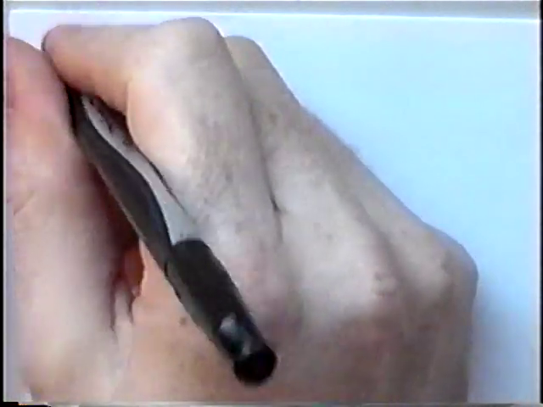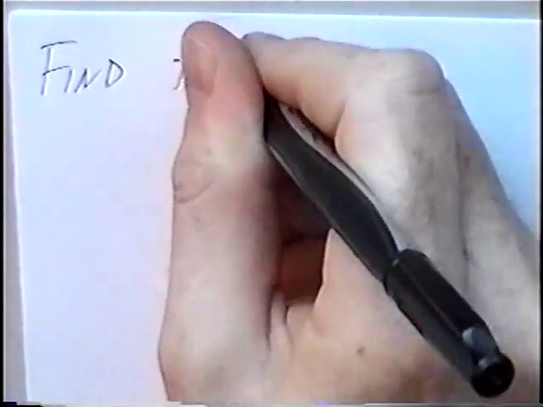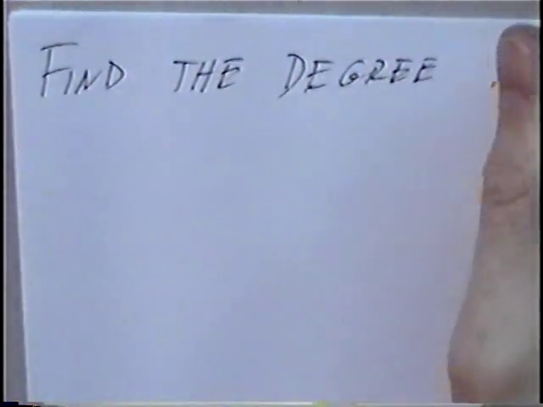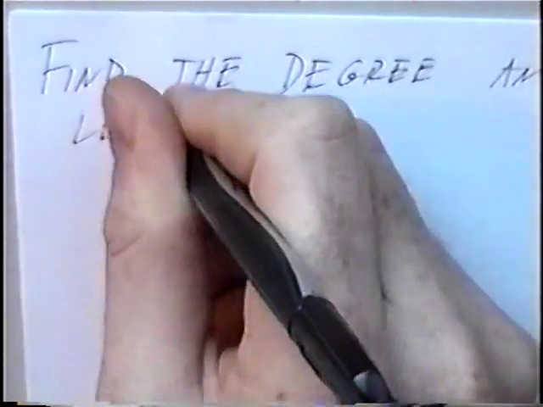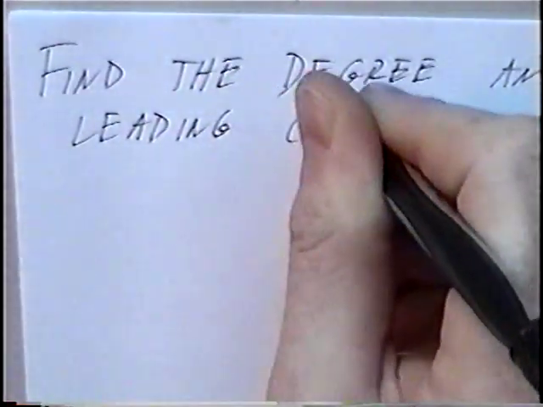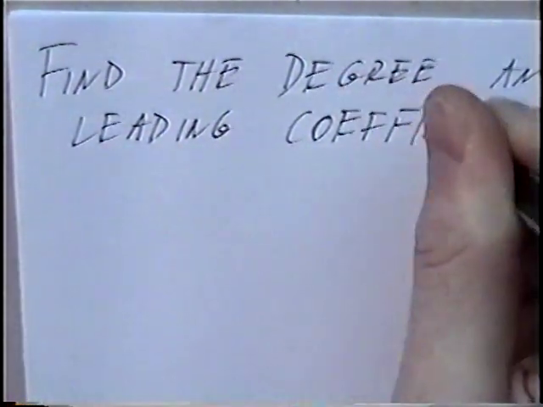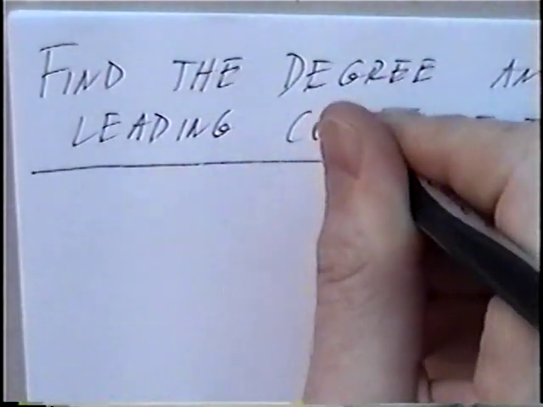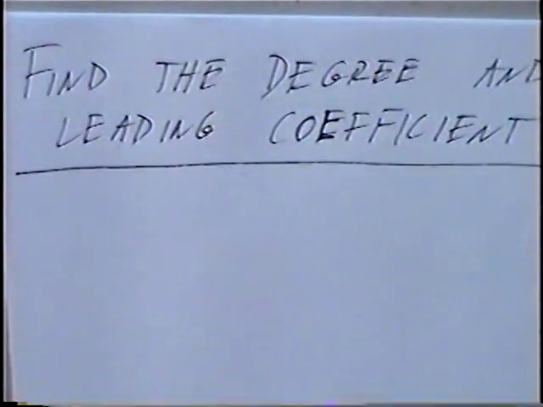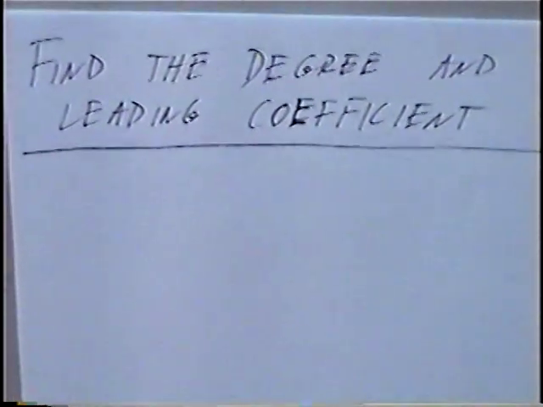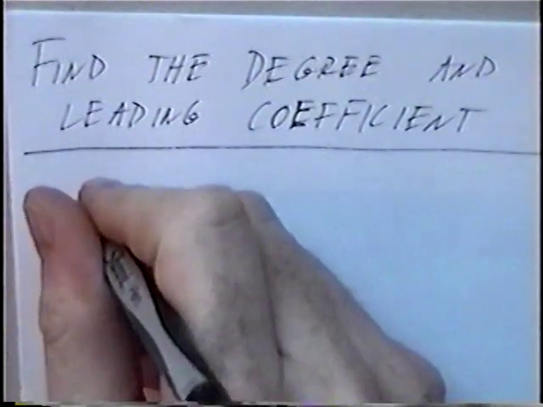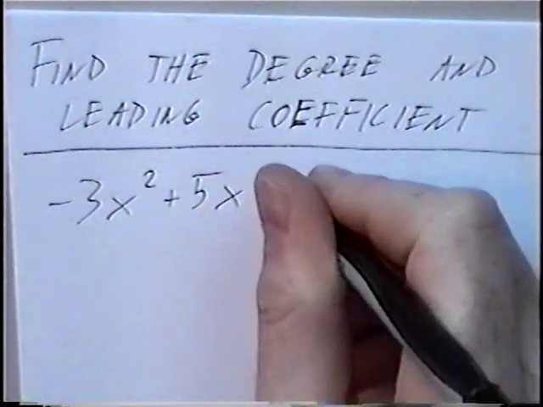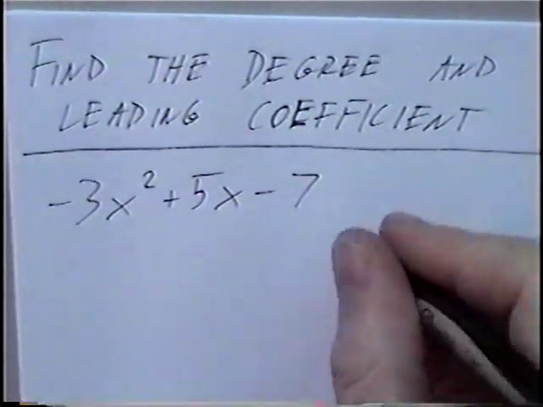Title of the first section is Find the Degree and Leading Coefficient. In this section, we'll find the degree of a polynomial and also the leading coefficient of a polynomial. First question, negative 3x squared plus 5x minus 7. Find the degree.